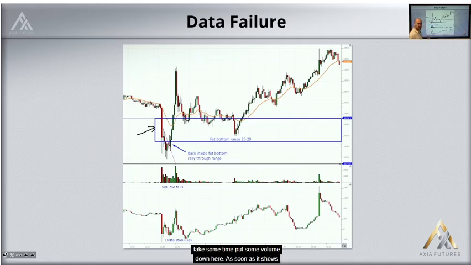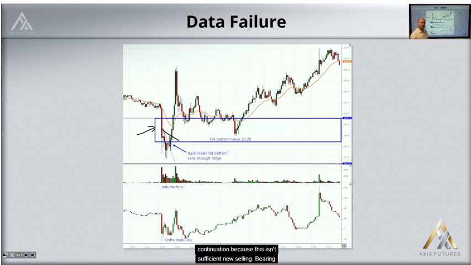As soon as it shows any indication that may not be the case, this is where the reversal comes. You get the move back inside that fat bottom, you get this little sort of downward sloping wedge, and then you get the rip back through the range. Because all that's happened here is you've got a few people attempting to play the continuation.